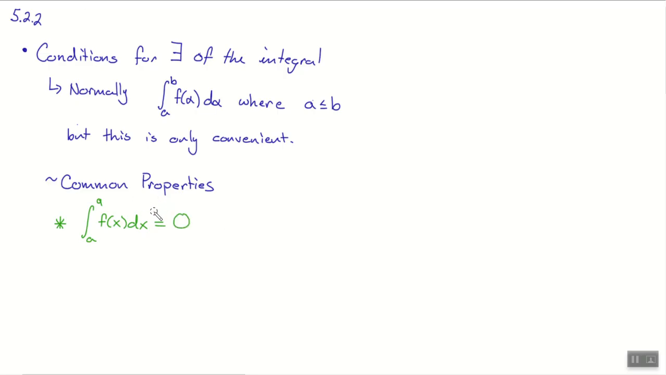And it doesn't matter how ugly and awful the function is. If I give you the worst possible function I can think of and I go from negative e to negative e, nothing to do. It's just 0. We're done. Keep an eye out for this. You will use it inevitably.